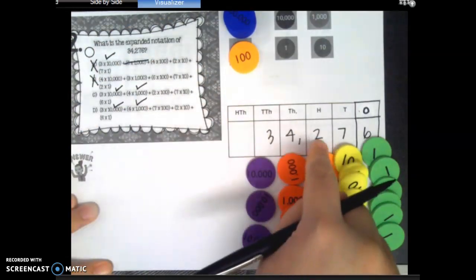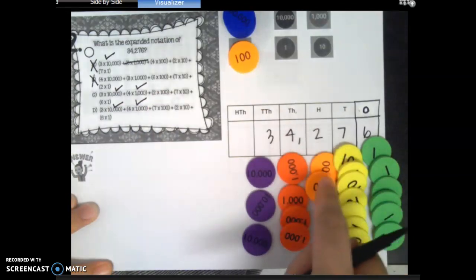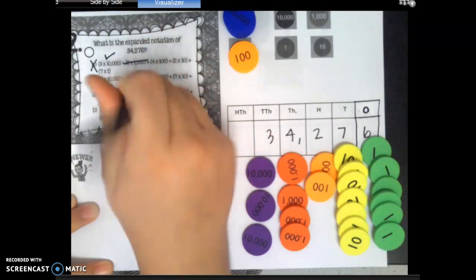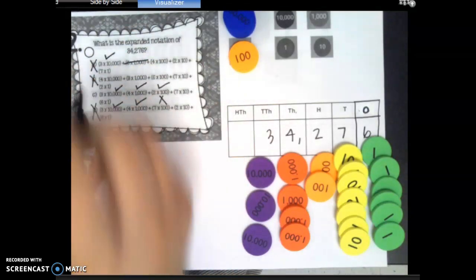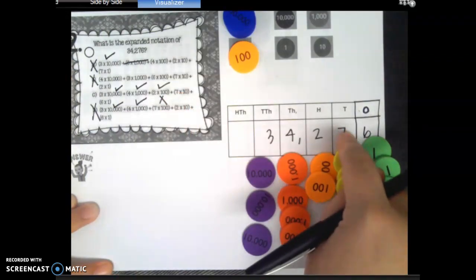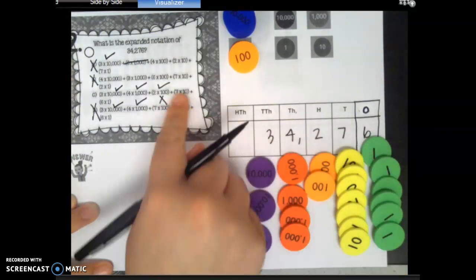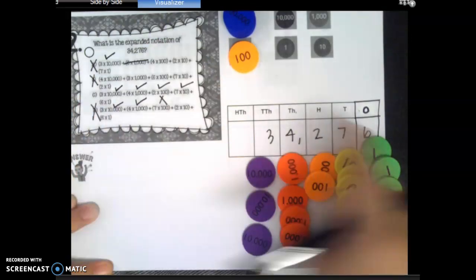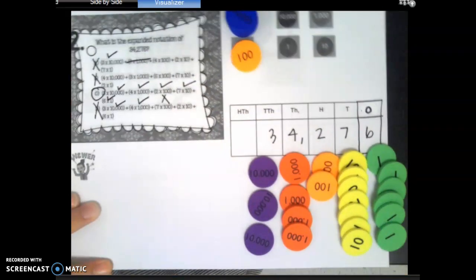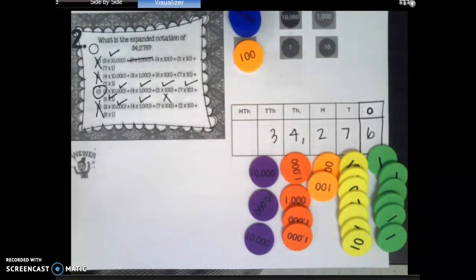I have 200, so it's going to be 2 times 100. 7 times 100? That can't be your answer. Let's just double check the rest of it. My tens, I have 7 tens, so it's going to be 7 times 10. And my 6, I have 6 ones, which is 6 times 1. C is your answer. If you got the answer correct, go spin your spinner and move your pieces.